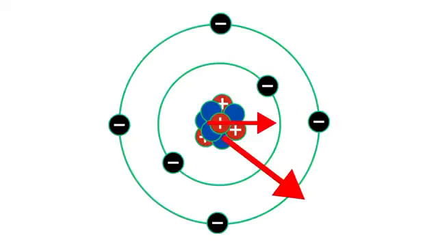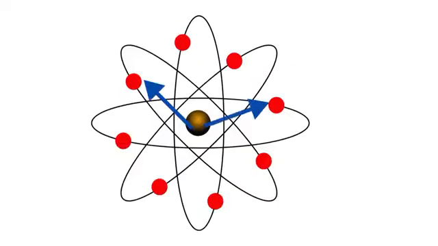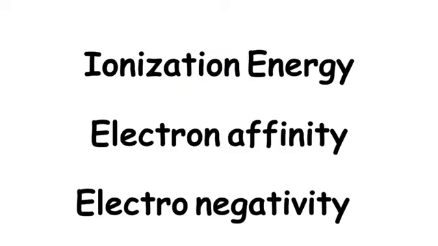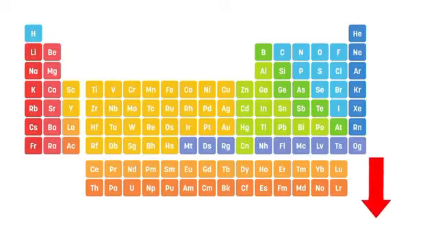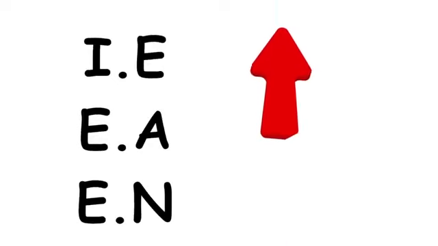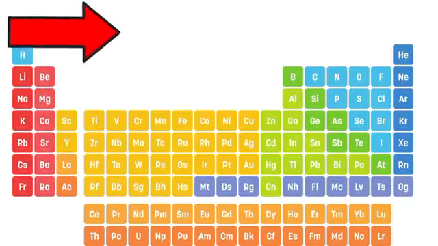Trend in properties. Group trend. Atomic size increases from top to bottom. As a result, attraction between nucleus and outer electron decreases, so ionization energy, electron affinity, and electronegativity decrease. From left to right in period, extra shells are not being added, so size does not increase, and due to increased nuclear charge, forces become stronger, and ionization energy, electron affinity, and electronegativity increase from left to right.